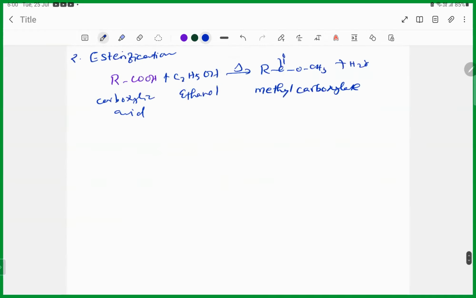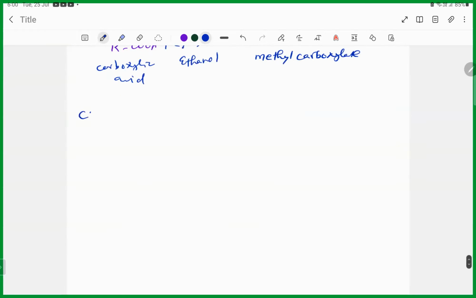Example, I'm taking acetic acid. What is the formula for acetic acid? CH3COOH, and treated with ethanol, it will form ethyl acetate.